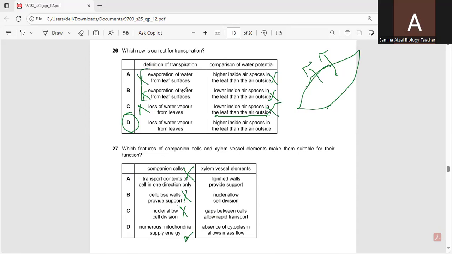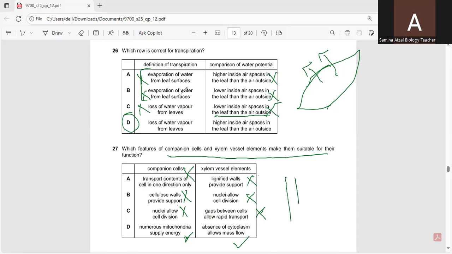Xylem vessel: lignified walls provide support. We are talking about the function of the xylem, not the support. Nuclei allow cell division. Gaps between cells, absence of cytoplasm allow mass flow. So these cells are responsible for transporting water and minerals from the roots to the rest of the plant. To perform this function, they are adapted for mass flow. This is made possible by the absence of cytoplasm.